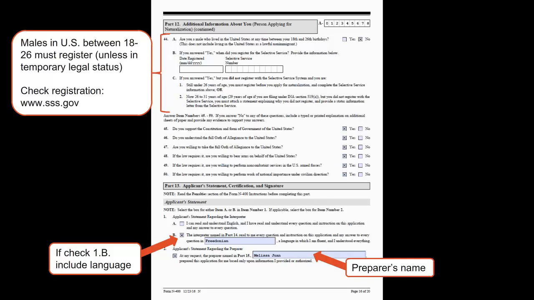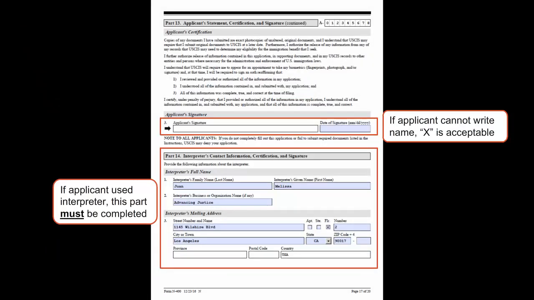Part 13 is a section where the applicant will sign. If the applicant used an interpreter, please indicate that an interpreter was used and the language in which the interpreter spoke. Question 2 asks about a preparer. If the applicant received assistance from a volunteer or a pro bono attorney, your name would be listed here as the preparer. Note that the preparer could be a different person from the interpreter. Then the applicant must sign in Part 13. If the applicant cannot write their name, they can also mark an X.